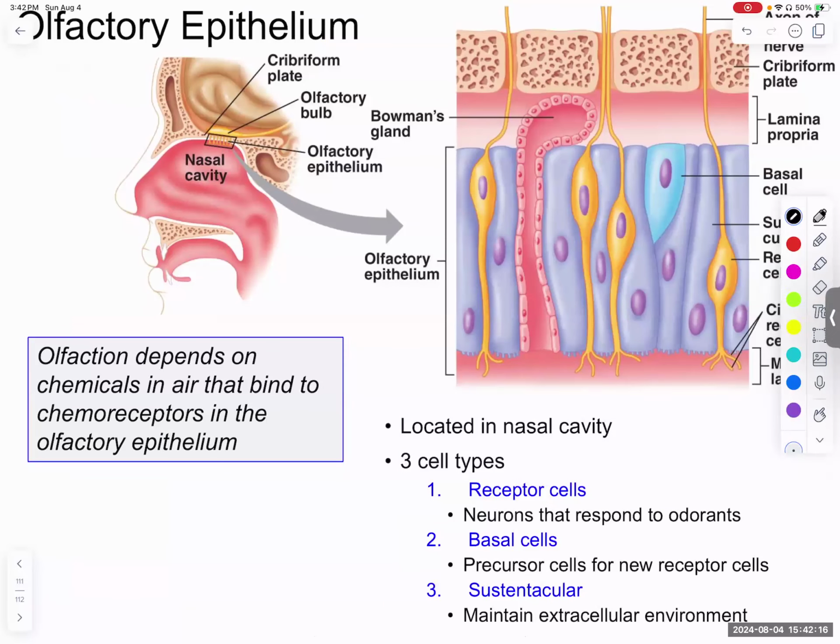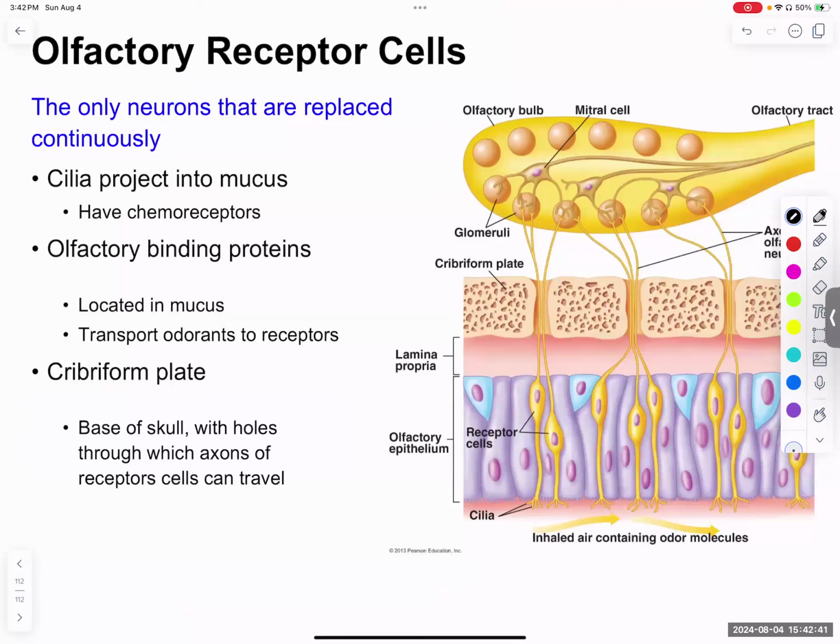Olfaction. We have receptors embedded in the olfactory epithelium, and these are also chemoreceptors. So taste and smell are chemoreceptors. We need to dissolve the chemicals in fluid in order for these receptors to activate. So olfaction, or smell, depends on the chemicals in the air that are going to bind to those chemoreceptors in the olfactory epithelium. And this goes through the olfactory pathway.